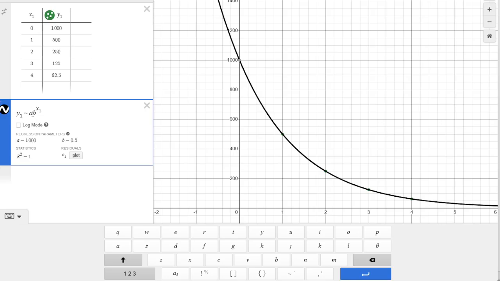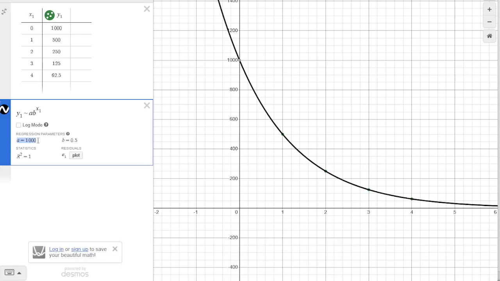We just take our equation of an exponential function, y is equal to ab to the x. We change these to the ones, so they reference our table, and we use the tilde, and it finds exactly the line of best fit for us. And it'll look at our a value, which is 1,000, which we already had found. The b value is 0.5, or a half, which is what we'd already found.